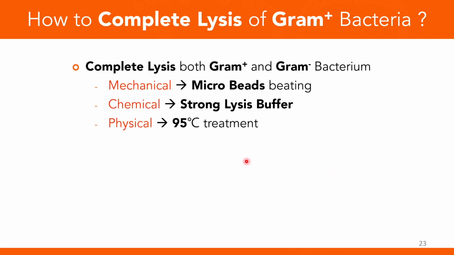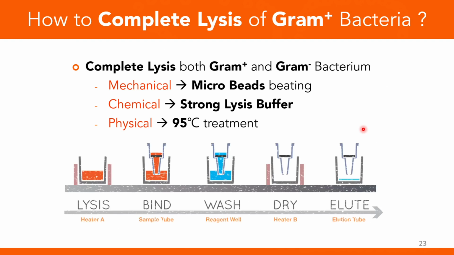Okay, so how to achieve complete lysis of gram-positive bacterium? Our solution has 3 different aspects. First, molecular: we use microbeads to do disruption. Second, we use a stronger lysis buffer to do stronger chemical lysis. And third, we use a physical solution, which is 95-degree treatment, to let it lyse properly. Therefore, we can put it on the automation to do the following automated purification procedure.